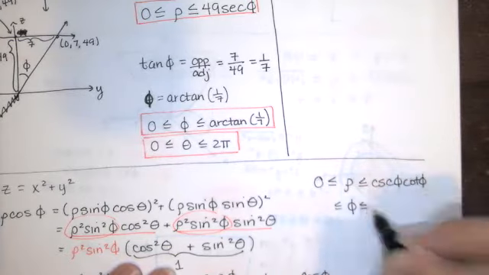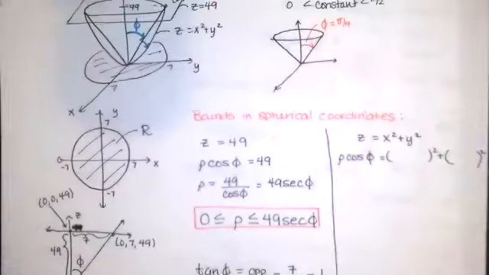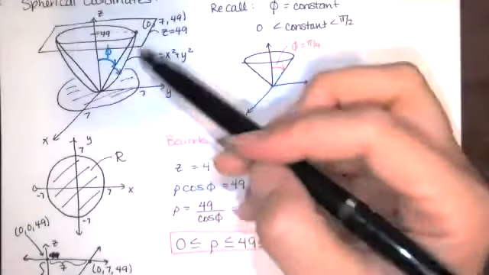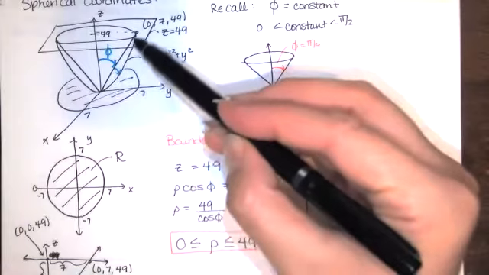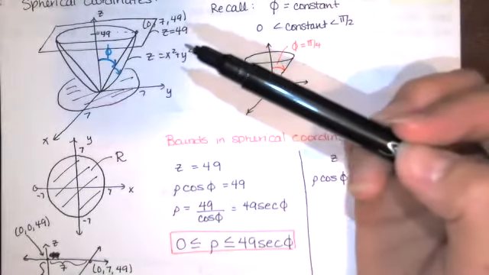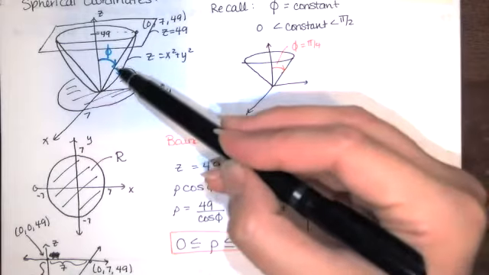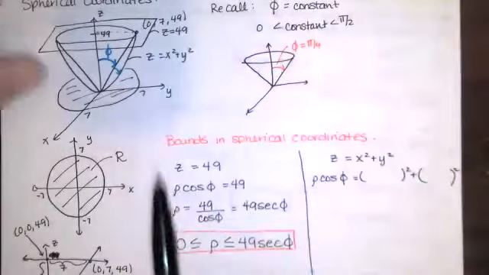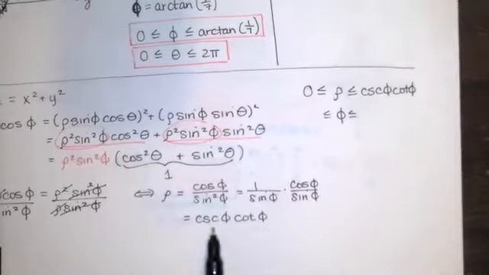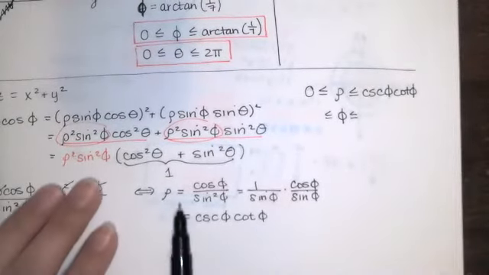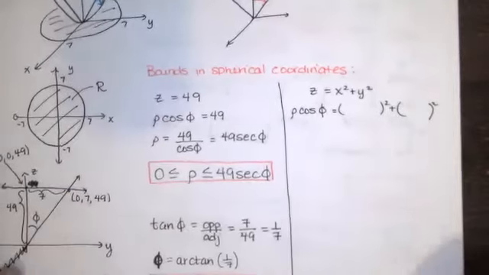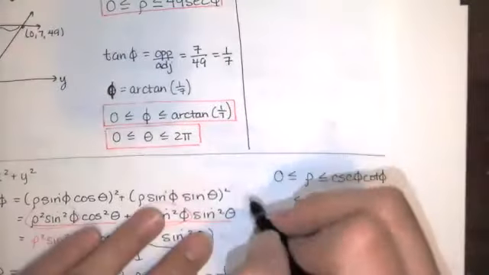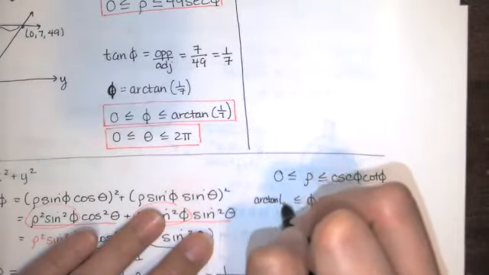Now the bounds for phi are a little bit more challenging. Fortunately, we know where we start. On this cone, phi is equal to arc tangent of 1/7. If you're saying to yourself, how on earth can I figure out what phi equals here if converting z equals x squared plus y squared didn't lead to an equation for phi? It didn't tell me that phi is equal to a constant. It told me that rho is equal to this function of phi. Yes, I completely understand that. That was my first question too.